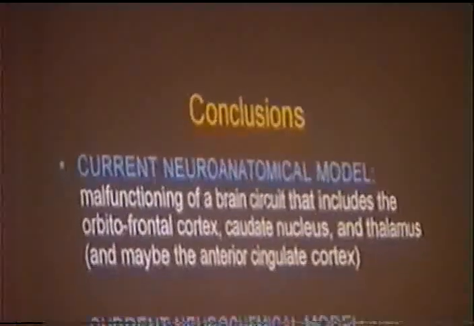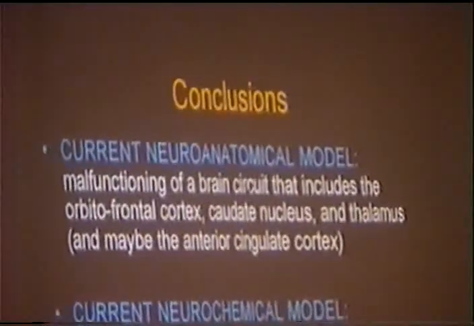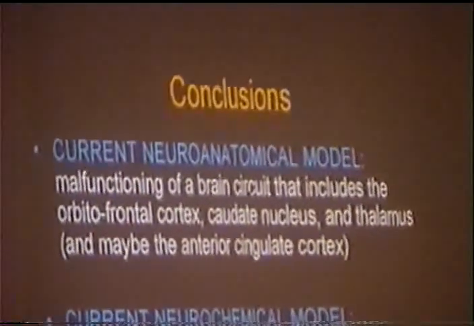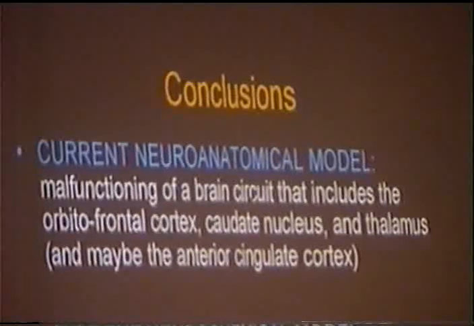Conclusions. So, the big picture is the current neuroanatomical model is malfunctioning of a brain circuit that includes the orbital frontal cortex, the caudate nucleus, and the thalamus, and maybe the anterior cingulate cortex, although there's some data to suggest that the anterior cingulate cortex gets lit up whenever anyone gets anxious for any reason, so that's thought to be more non-specific, although that's debated.